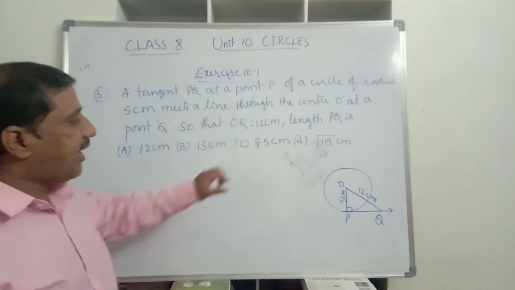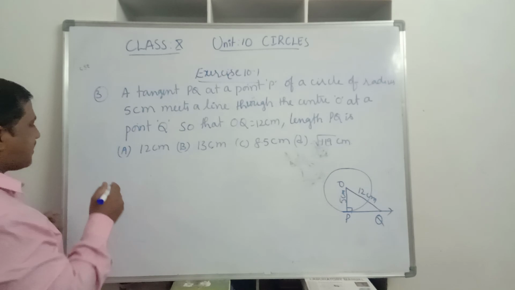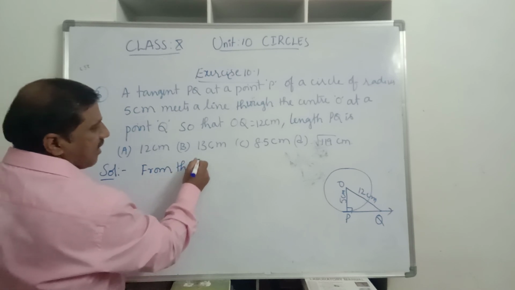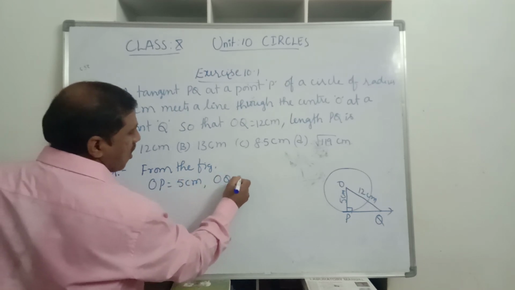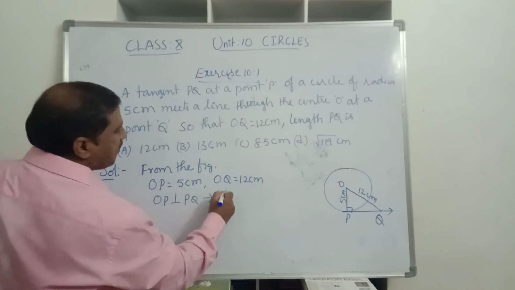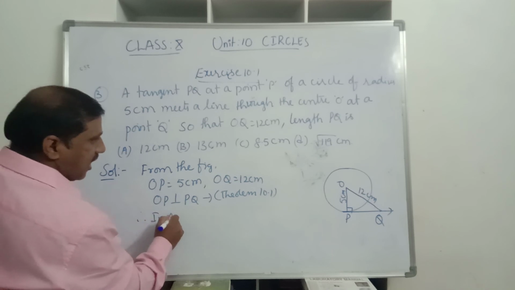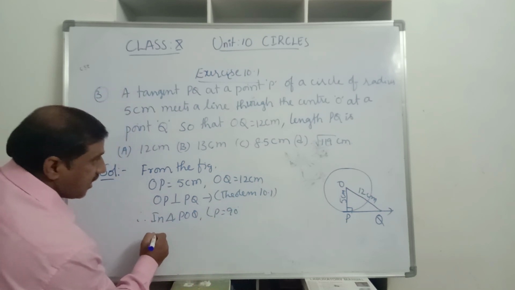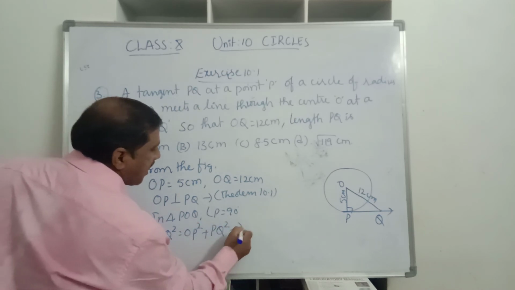What is Pythagoras theorem? In a right angle triangle, the square of the hypotenuse is equal to the sum of the squares of the other two sides. So from the figure, OP is equal to 5 centimeters, and OQ is equal to 12 centimeters. Now OP is perpendicular to PQ from theorem 10.1. Therefore, in triangle POQ, angle P is equal to 90 degrees. Hence, OQ square is equal to OP square plus PQ square, that is by Pythagoras theorem.